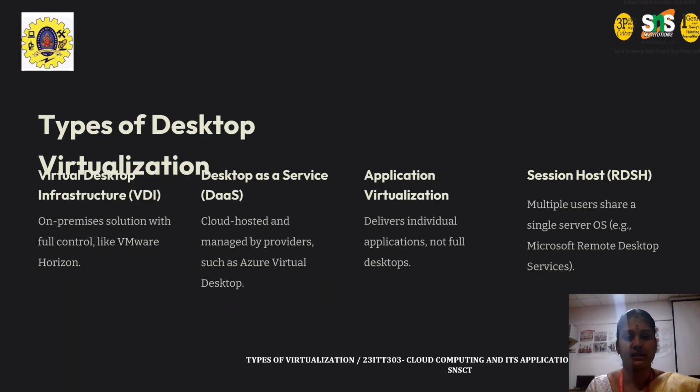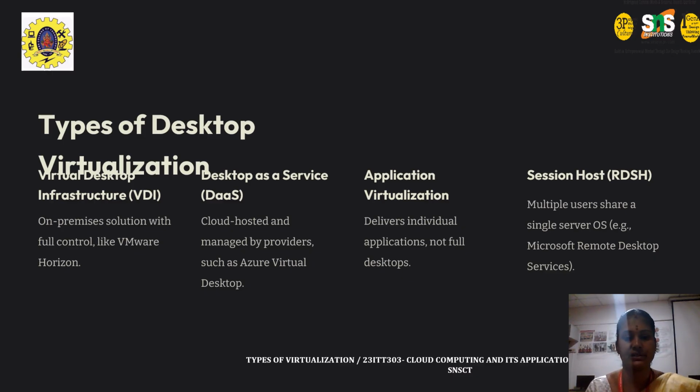Now, the types of desktop virtualization. First, virtual desktop infrastructure, which runs on premises, giving full control. For example, VMware Horizon deployed in a company's own data center. Second, Desktop as a Service, DaaS, which is cloud-based desktops. For example, Azure Virtual Desktop or Amazon WorkSpaces.